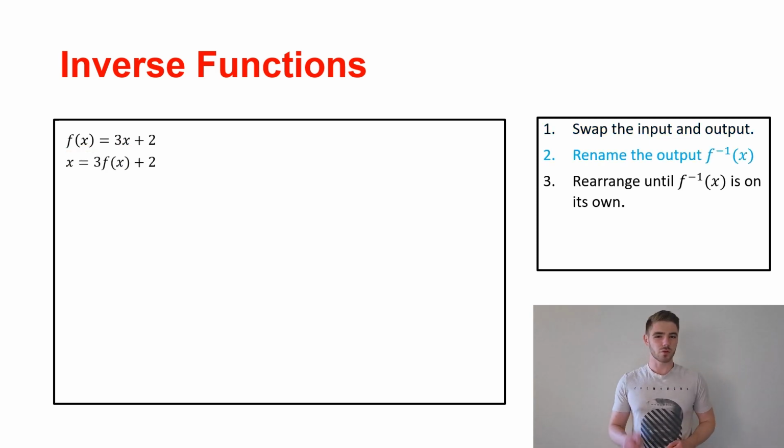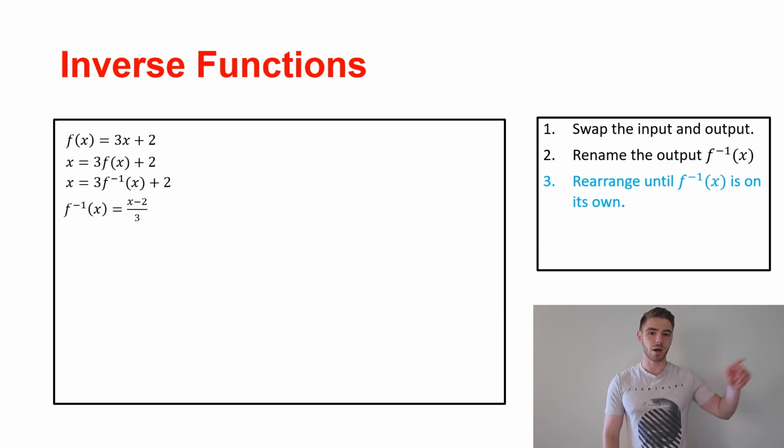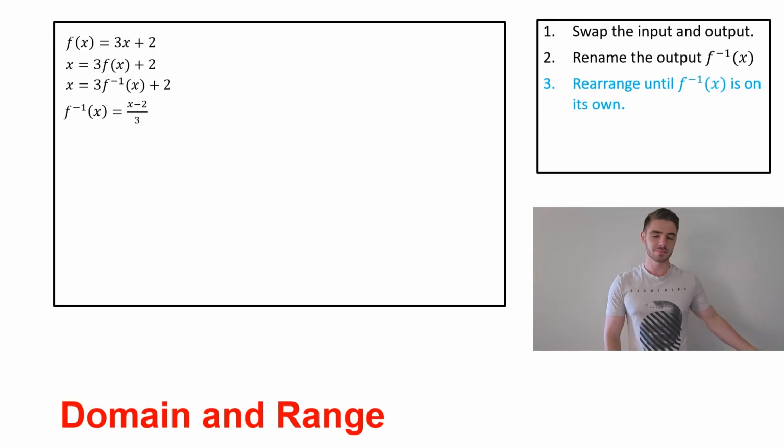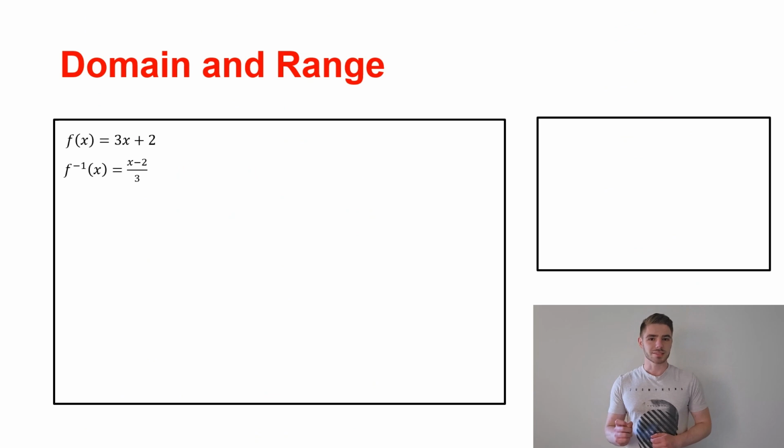This next step is more of a formality. The inverse of a function is expressed by raising f of x to the power of -1. So really all we're doing here is making sure that we're using the right terminology for the question. And finally, we'll just do some rearranging until the inverse function, f to the power of -1, is on its own.